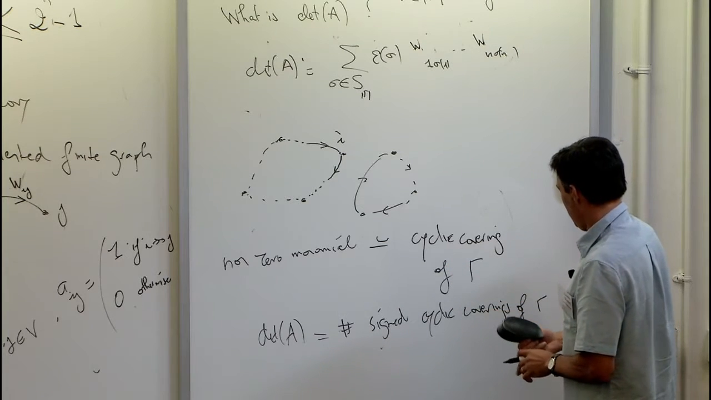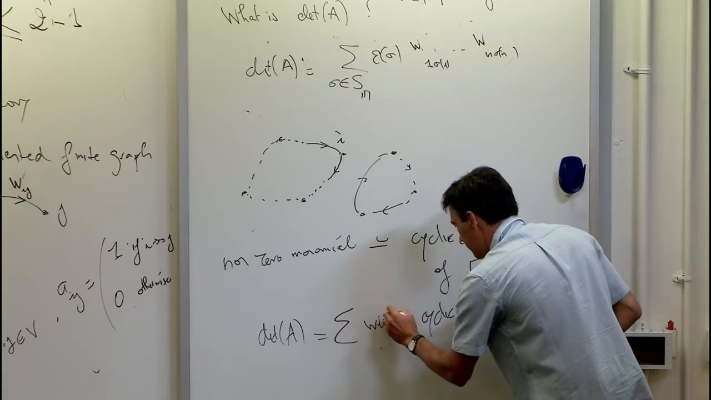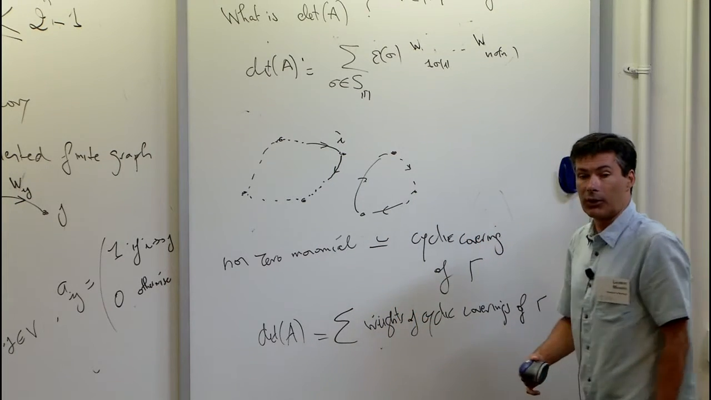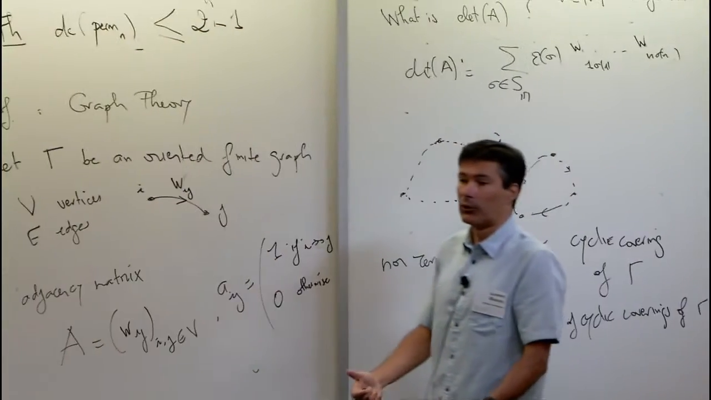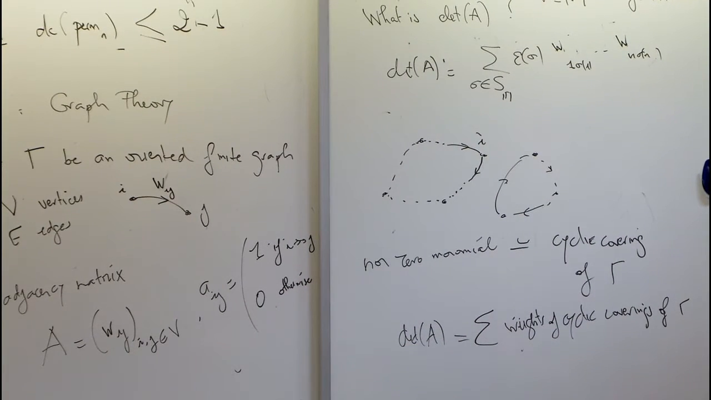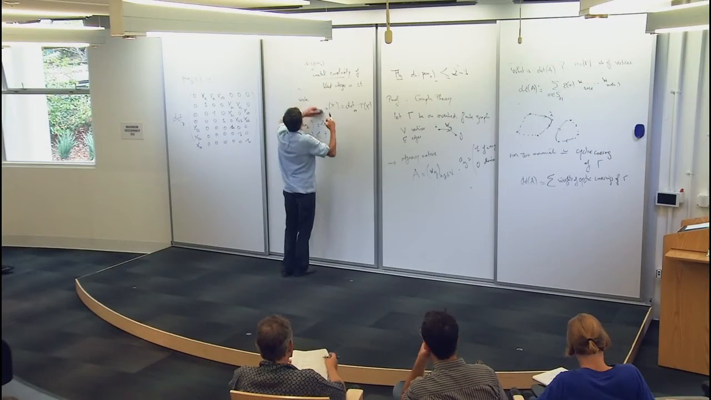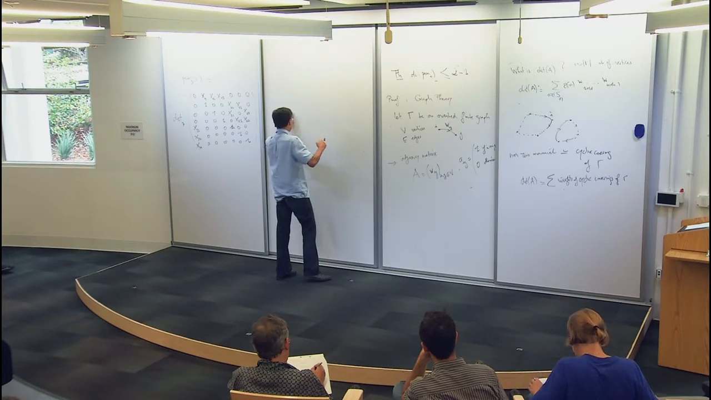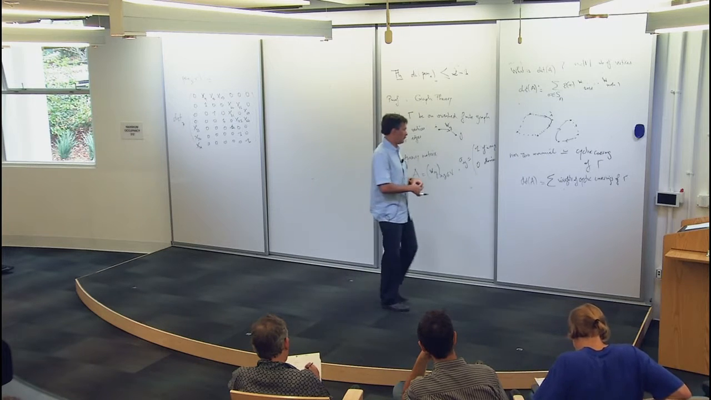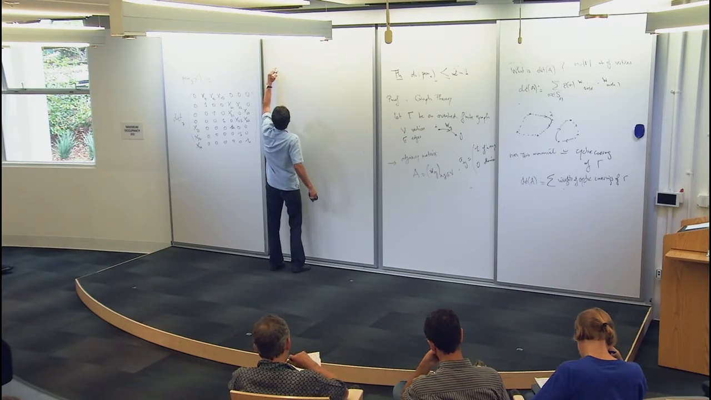So in the end, the result is not just the number of signed cyclic coverings, but the sum of the weights of the cyclic coverings. And so the idea is now that if we take these weights to be some determinants of some polynomial expression, or something like that, then we will compute some polynomial. So that's what we want to do for the permanent.